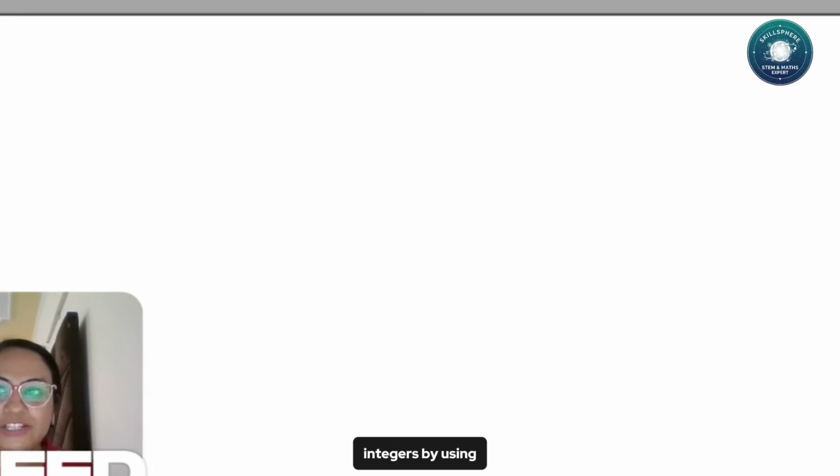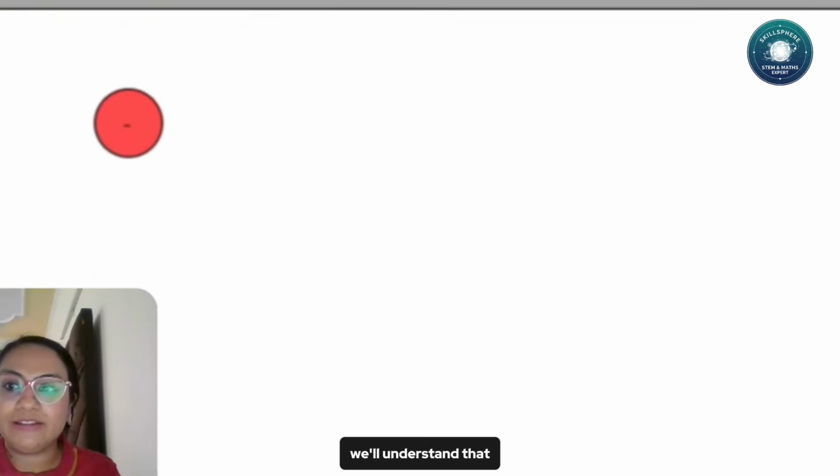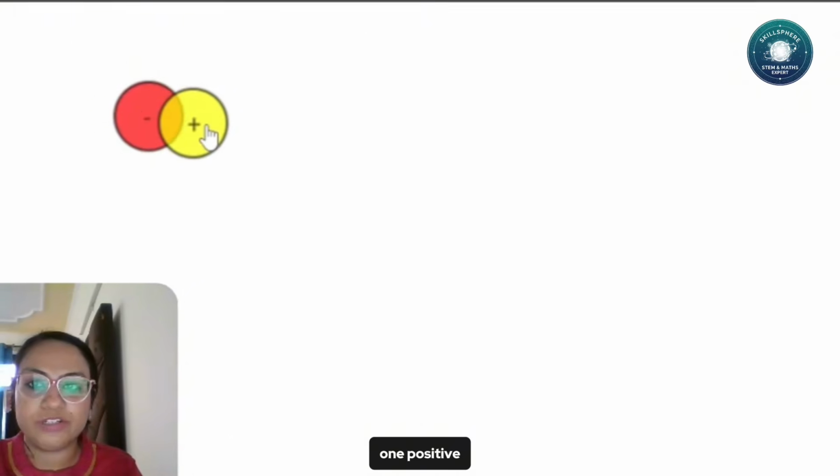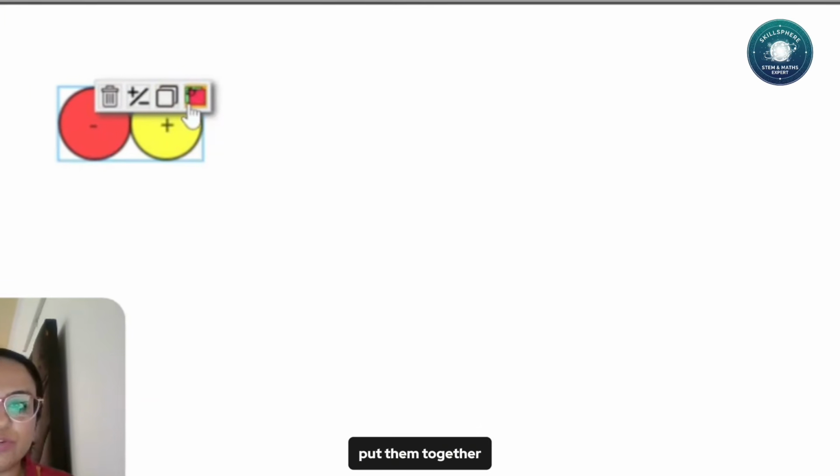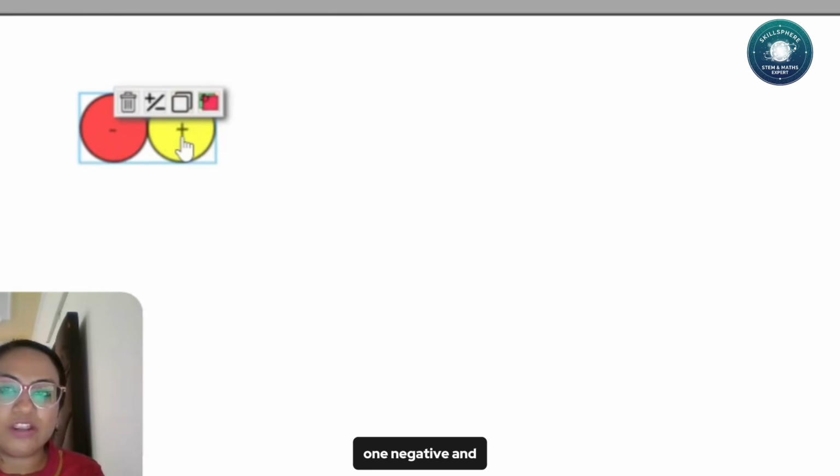So let's learn integers using these integer chips. The red ones are the negatives and the yellow ones are the positive ones. Now, how to use this? First of all, we'll understand how one negative and one positive neutralize. They are neutralized if you put them together. One negative and one positive will neutralize. You'll select like this, and this will become a pair and it shows it is neutralized.